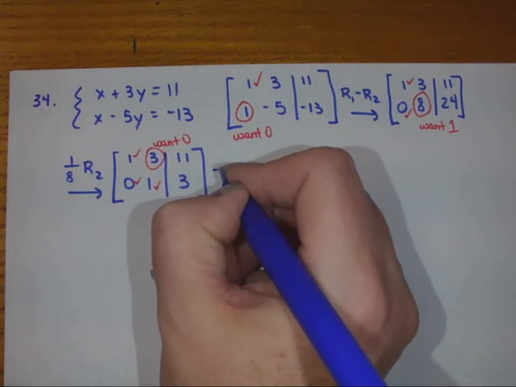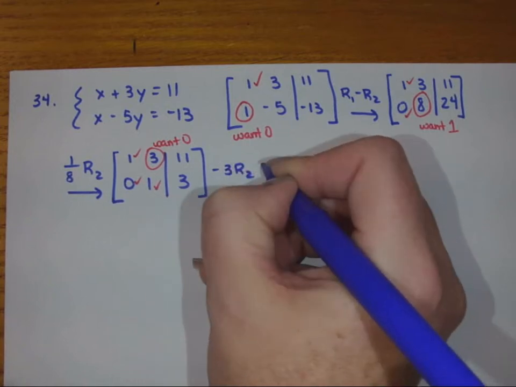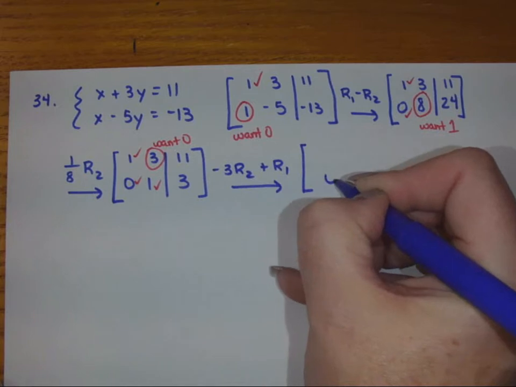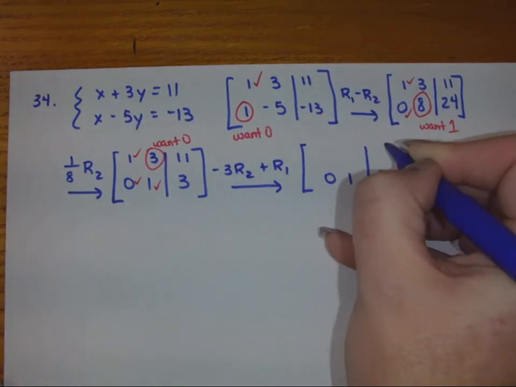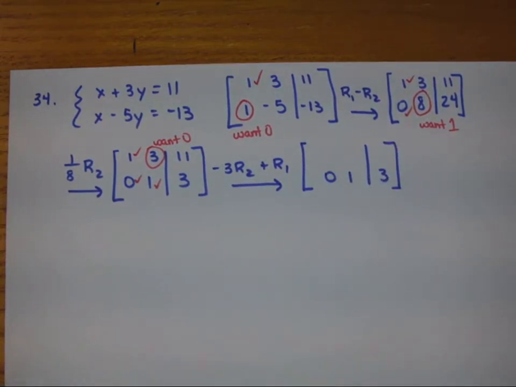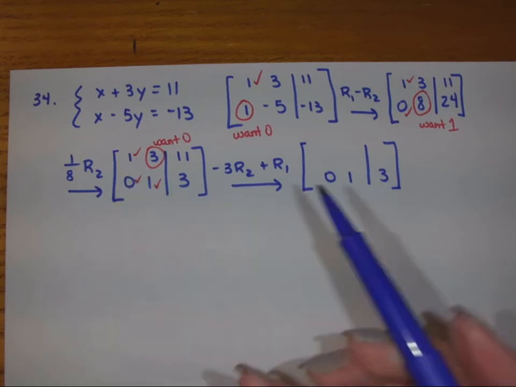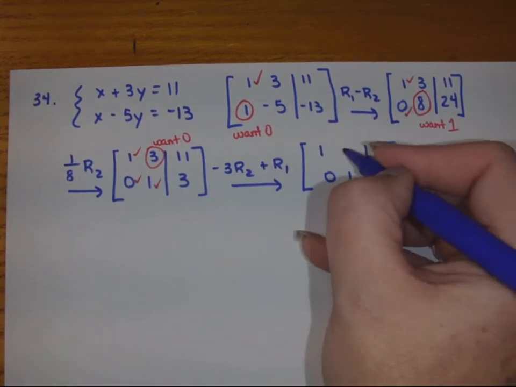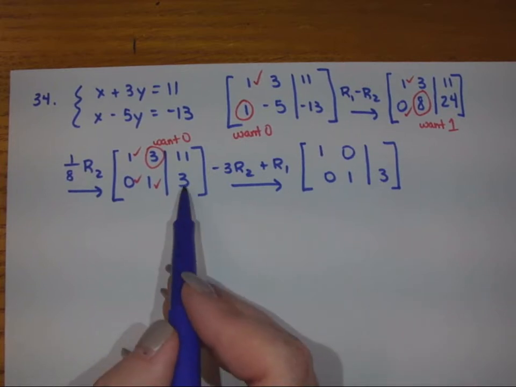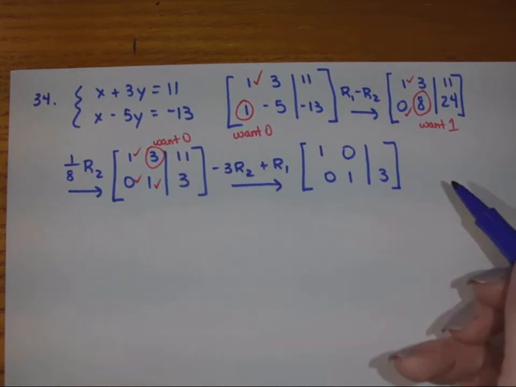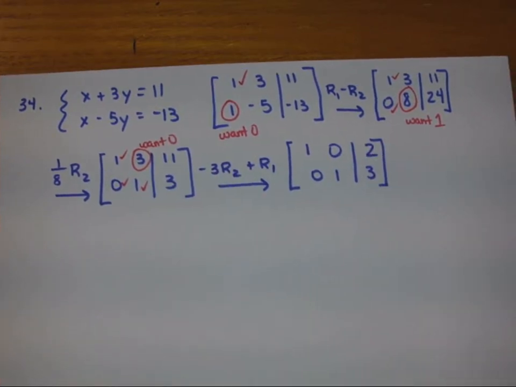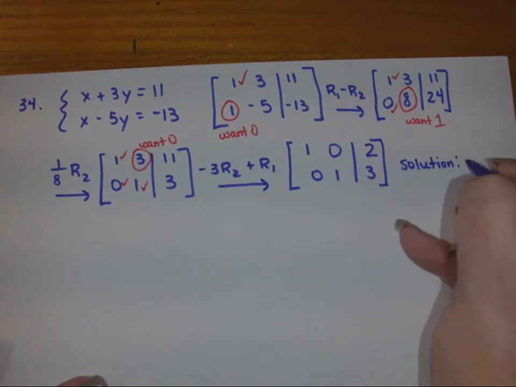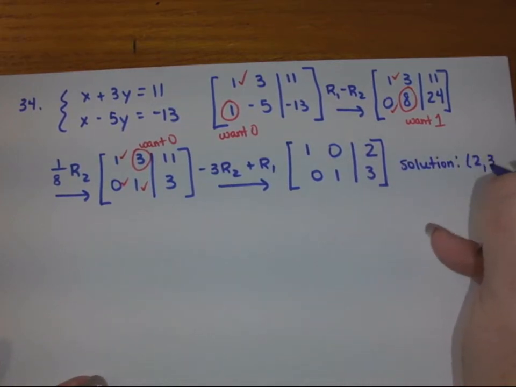So I'm going to do negative 3 times the second row plus the first row. Remember, again, whatever's listed second is the row that's changing. So negative 3 times 0 plus 1, that's still 1. Negative 3 plus 3 is 0, just like we wanted. And then negative 3 times this would be negative 9. Plus 11 would be 2. So in the end, this solution is just what we're left with. It's 2, 3.